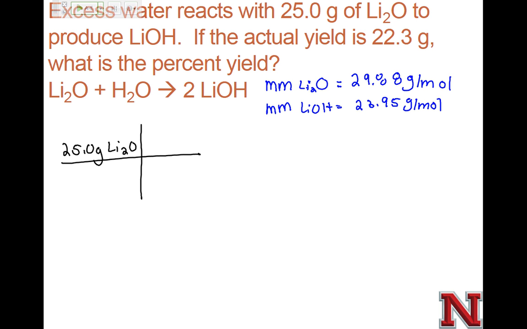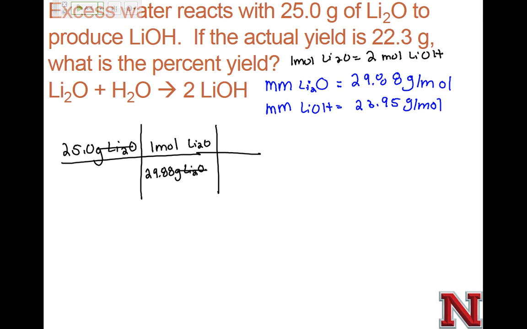So with lithium oxide, what we're going to see is our molar mass is our conversion. So we want our grams on the bottom and our mole at the top. So this will give us our moles of our starting material. Now that we have our moles of our starting material, we can relate our stoichiometry of our reaction. So we have 1 mole of Li2O for every 2 moles of our lithium hydroxide.